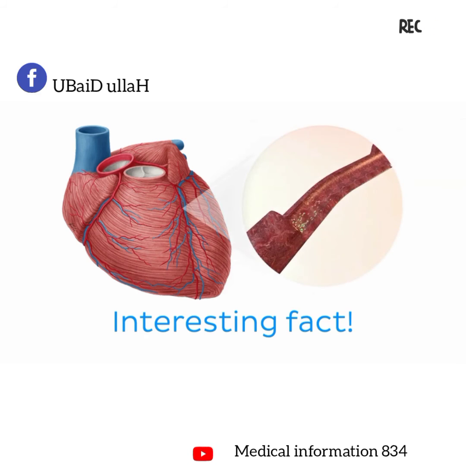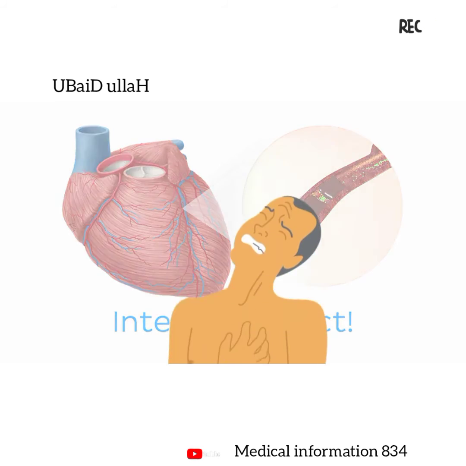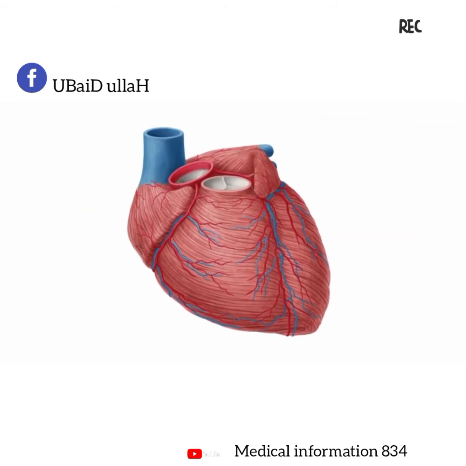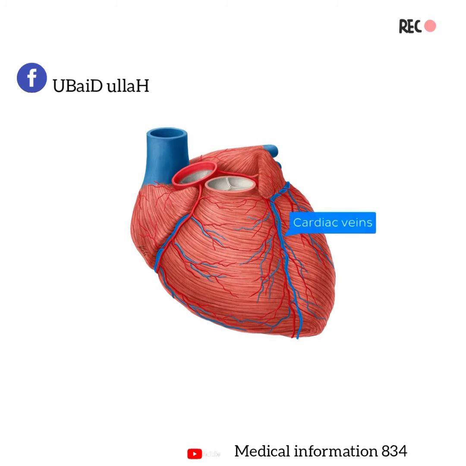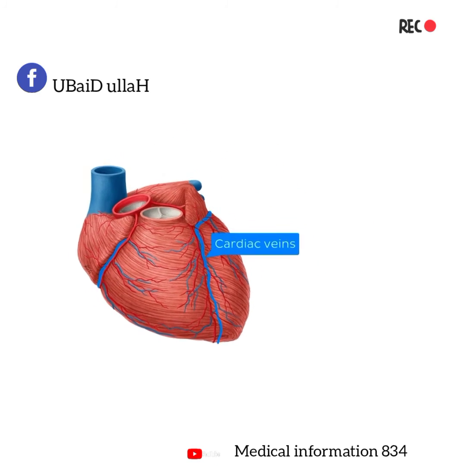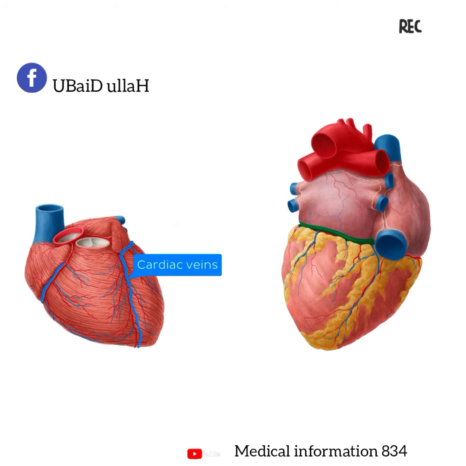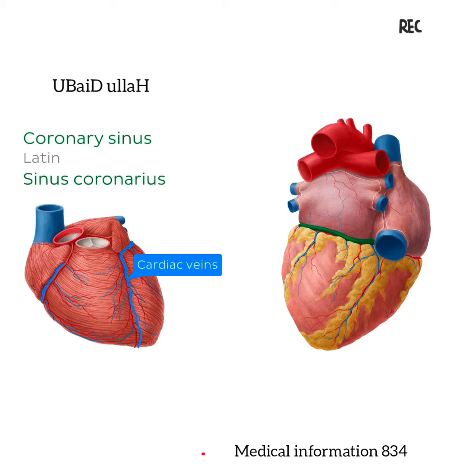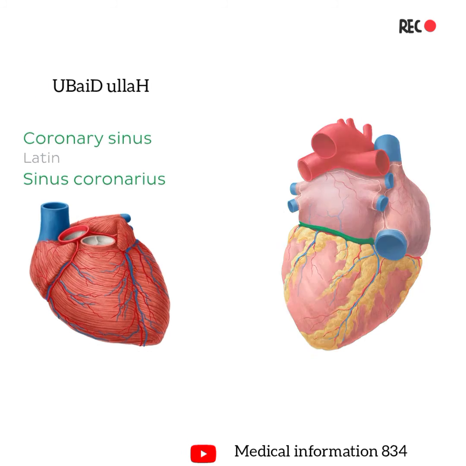Interesting fact: narrowing of the inner walls of the coronary arteries can lead to ischemia, or reduced blood supply to cardiac muscle. This is the most common cause of what we refer to as a heart attack. Venous blood from the heart is collected into the cardiac veins. All of the cardiac veins drain to the posterior aspect of the heart, to what's known as the coronary sinus, a large vessel that delivers deoxygenated blood from the heart muscle to the right atrium.